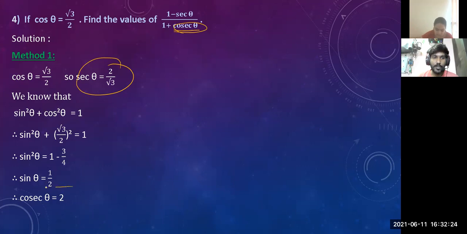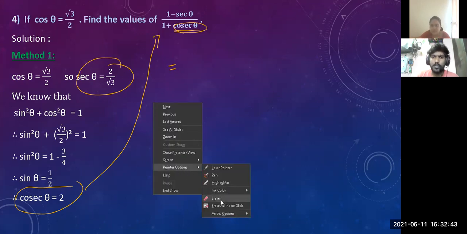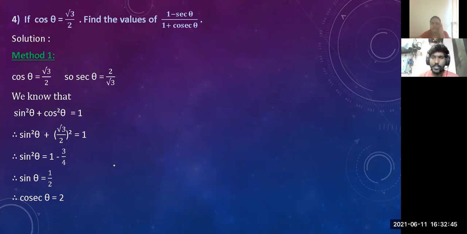Now we just have to substitute both of these directly in this expression. Here write cosec theta equals 2. It will be better if you mention the formula, 1 upon sine theta is equal to cosec theta. But is there a need for it? Is it okay if I don't? Yeah, it's okay if you don't.